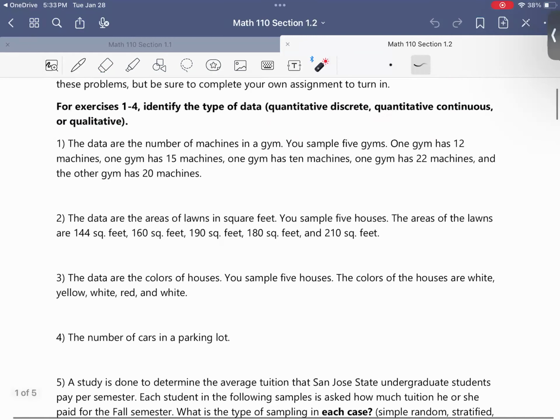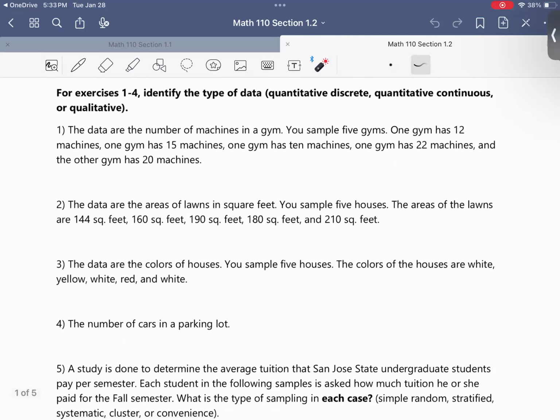For number one, the question says the data is the number of machines in the gym. You sample five gyms. One gym has 12 machines, one has 15 machines, one has 10 machines, one has 22 machines, and the other has 20 machines. Since we're talking about numbers, we're talking about quantitative data.